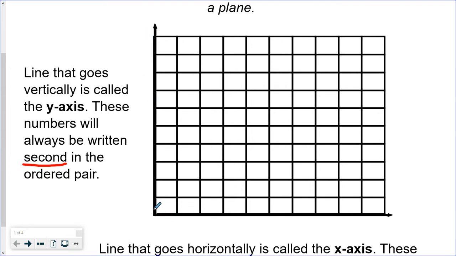The vertical axis does the same thing. You'll notice that there are lines going up here. This starts at 0, and it goes up: 1, 2, 3, 4, 5, 6, 7, 8, 9, 10. So it's important to know the numbers here when we're going to graph things on a coordinate plane.